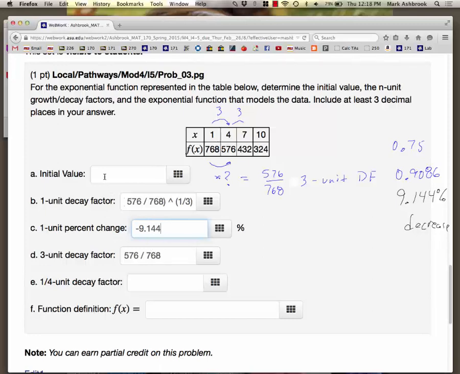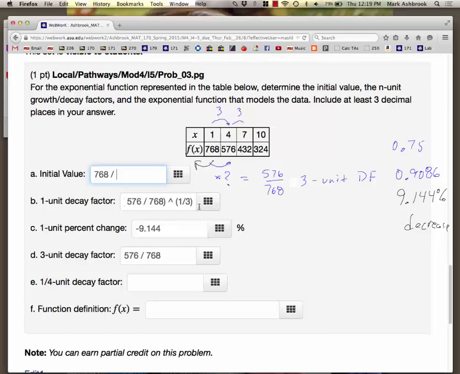We'll go back and get the initial value. The initial value is the value of the function when x equals 0. There are different ways to figure this out, but one way is to look at what we've got at 1 and think backwards. We need to move back 1 unit. How can we go back 1 unit from 768? Divide by the 1 unit growth factor. So I can come up here and say 768 divided by my 1 unit decay factor, and that will take me back 1 unit.